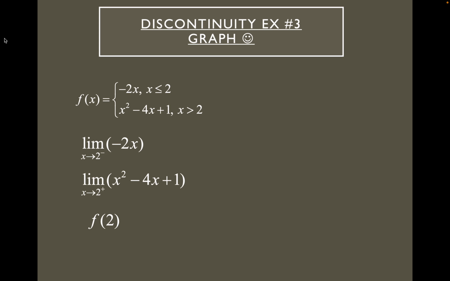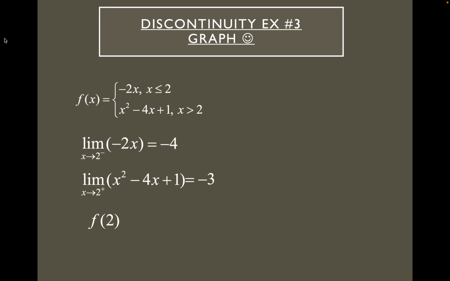So when I plug it in from the left side, which means less than 2, I had to use the first equation, -2x. When I plug it in, I got -2 times 2. That is equal to -4. Got it?